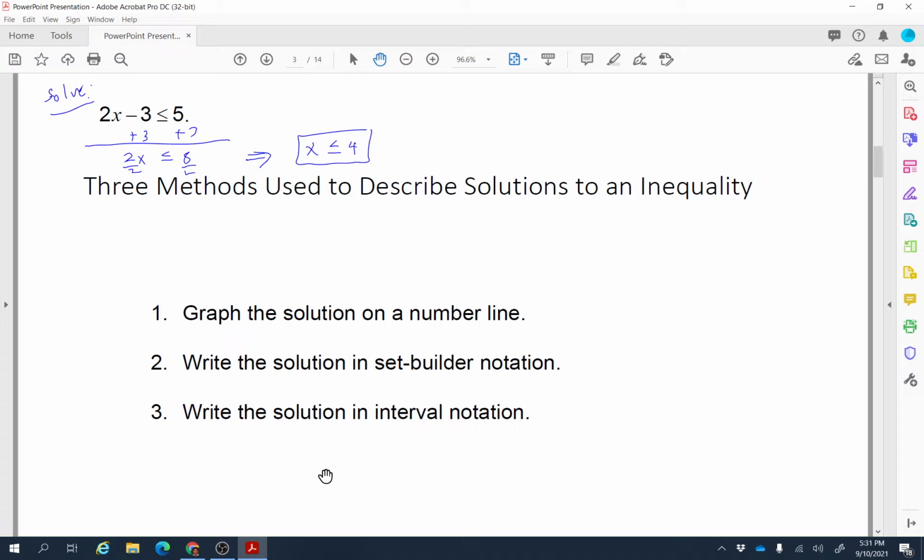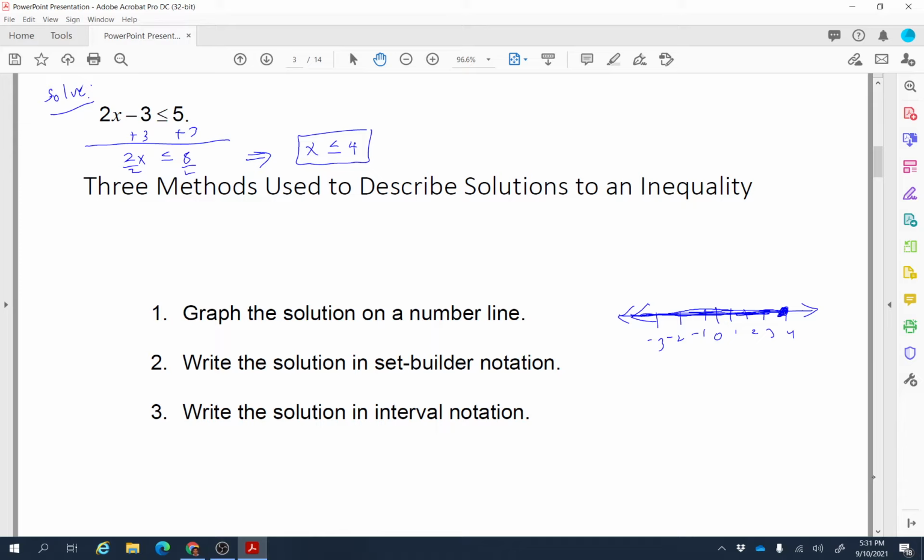Graphing means we draw a number line and we graph this finding. On the number line, there is a 0, there is a 1, there is a 2, something like this. And the solution we found is all the numbers starting from 4 to the left side. So this is 4, and anything including this 4 to the left side is the solution. That is the graph for x is less or equal 4.